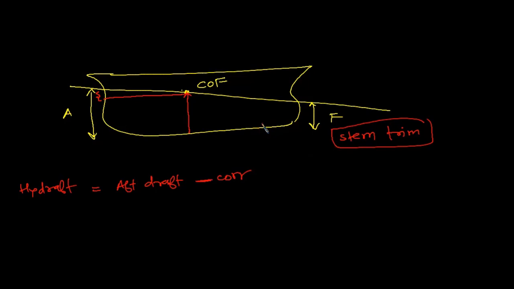And what is the value of the correction? Correction is simple. There is a triangle here. This is the triangle. I think I should have chosen a different color so that you know this is the triangle. And this is LBP.